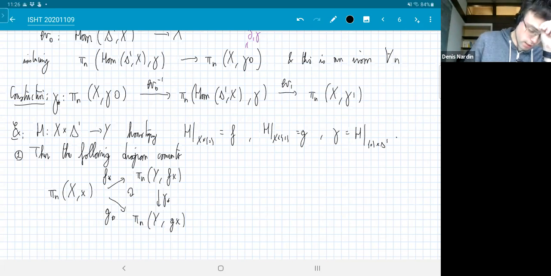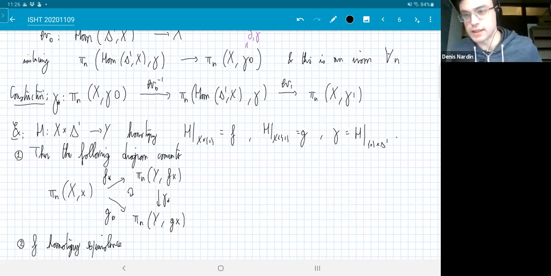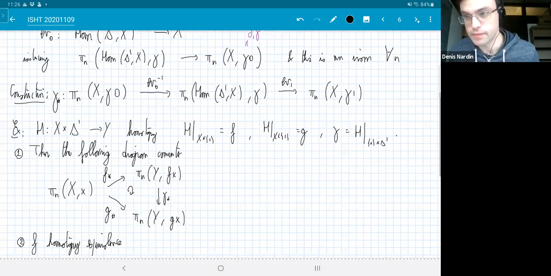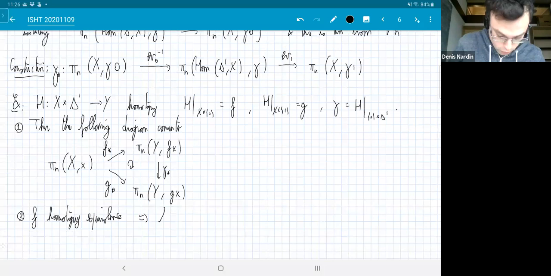So that's one thing. And the second thing is, suppose that F is a homotopy equivalence, which I actually haven't defined, but it's exactly defined as in the classical case. There is a map G such that GF and FG are homotopic to the identity. Then F lower star is an isomorphism.